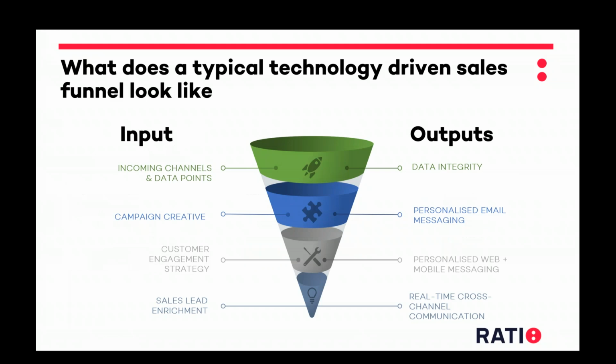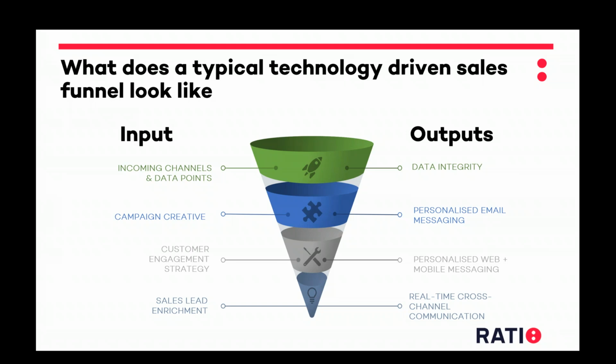But what does a typical technology-driven sales funnel look like? I won't go through every part of this. I'll cover off a couple of the main strands. So, incoming channels and data points. These are a combination of how people interact with you on your website, email, social, whether you have any apps. These are the digital elements where your prospect and customer base will consume content. They will perform actions against them. The output of this is data integrity. Are we collecting this in such a way that we can actually analyze and understand this data, and extract insight, which allows us to then build an automation program based on an understanding of how our customers are interacting with us.